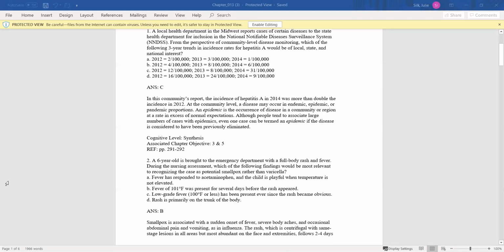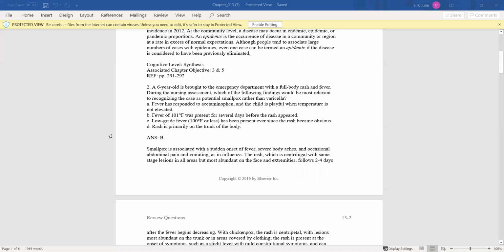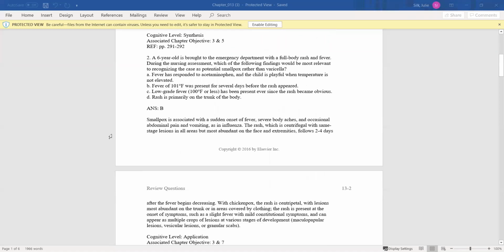So they say smallpox is associated with a sudden onset of fever. So you have the fever, the body aches, and occasional abdominal pain and vomiting, just like you would with influenza. So the rash, which is centrifugal with same stage lesions in all areas, but most abundant on the face and the extremities, follows 2 to 4 days after the fever begins decreasing.